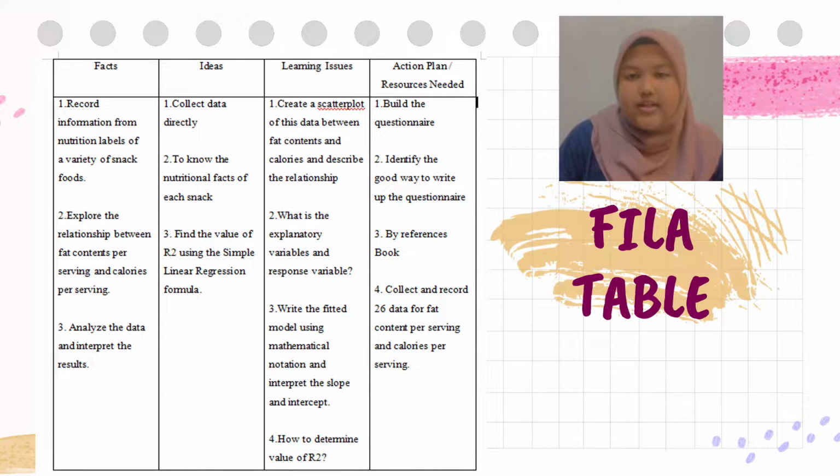The last one is resources needed. First, build the questionnaire. Second, identify a good way to write up the questionnaire. Third, buy reference books. Fourth, collect and record 26 data points for fat content per serving and calories per serving.